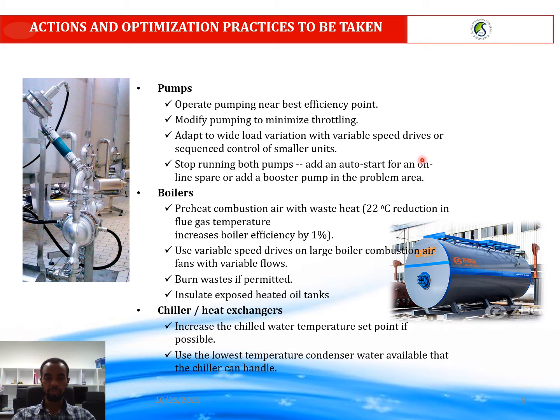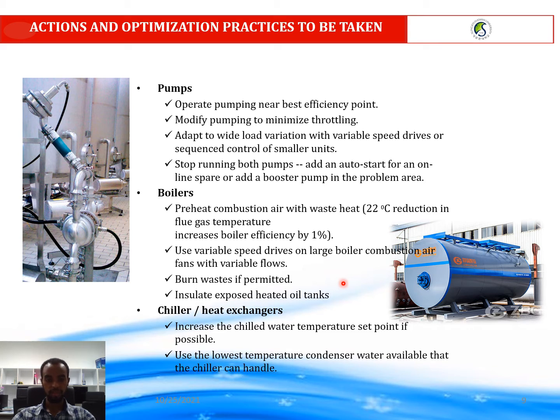So these are some of the points that we need to do to conserve energy for pumps. When you come to boilers, we need to preheat combustion air with waste heat, around 22 degrees centigrade. A reduction in flue gas temperature increases boiler efficiency by 1%. We need to use variable speed drives on large boilers, combustion air fans, and with variable flows. We also need to burn wastes if permitted, and insulate exposed heated oil tanks.